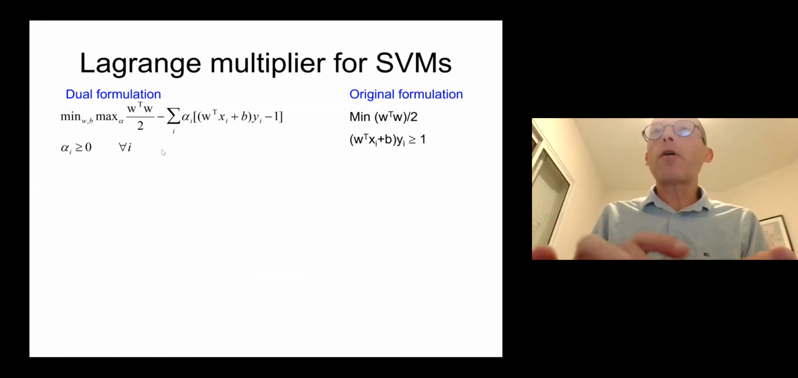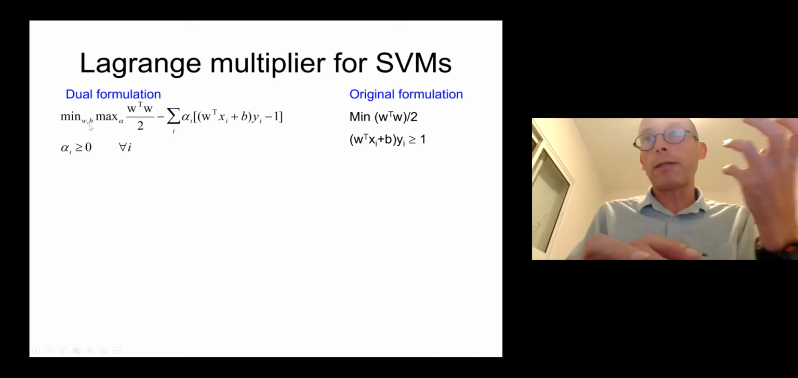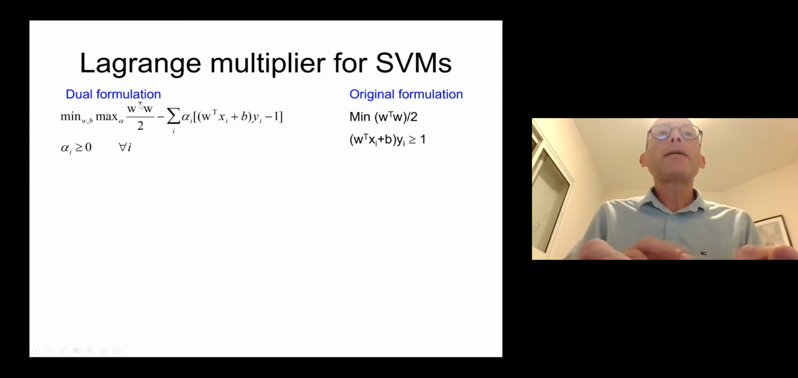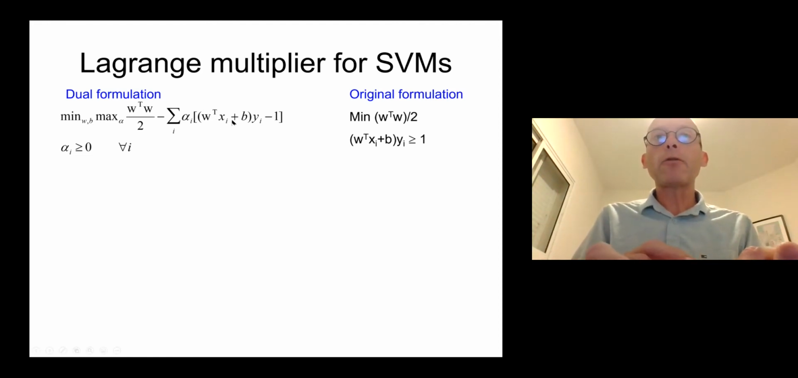This is the Lagrange multipliers applied to this problem. So we take the optimization, we put it here, minimizing over W and B, which are the parameters, like W transpose W over 2, which is what we wanted to obtain. And then we take the constraint and we insert it into the optimization. So minus alpha i times W transpose x plus B. The constraint has to be 0.